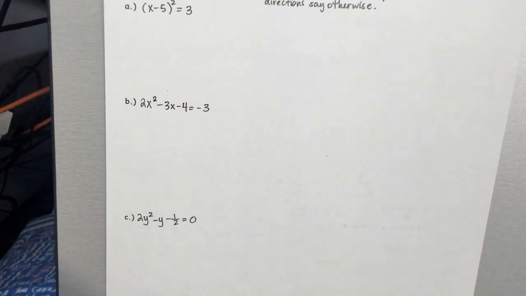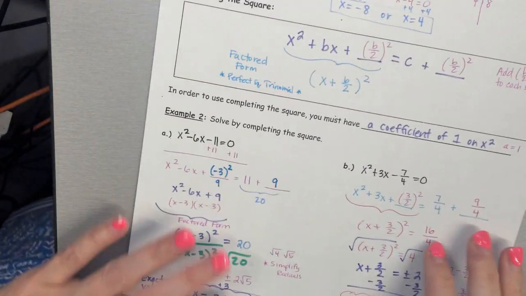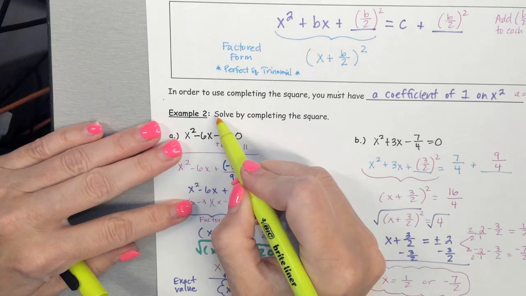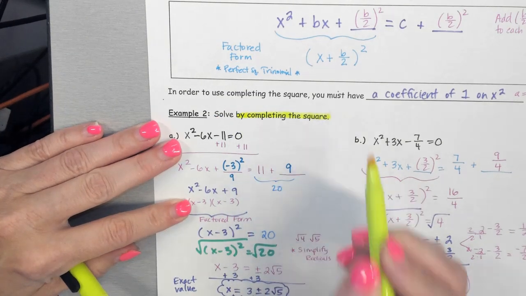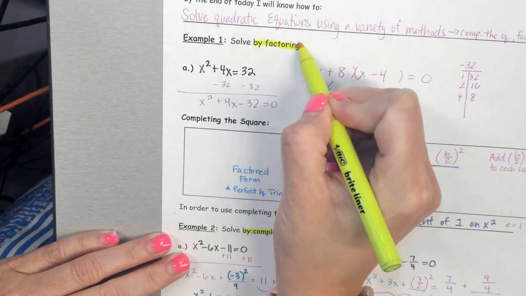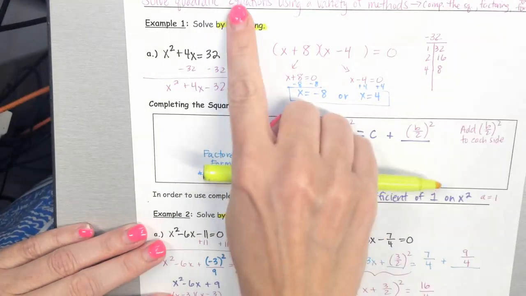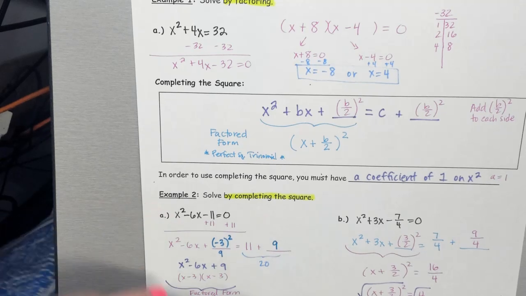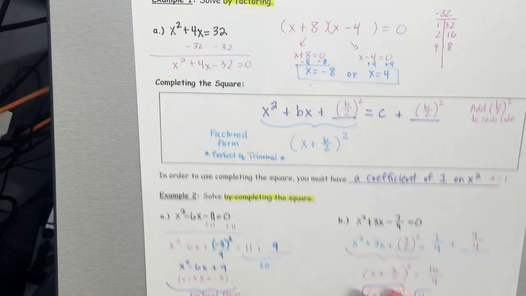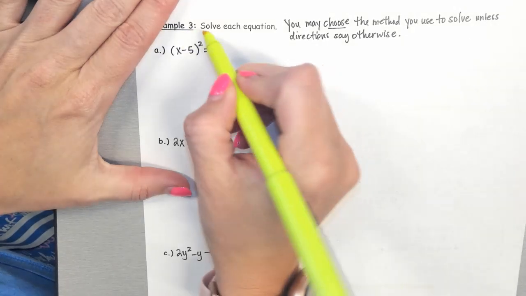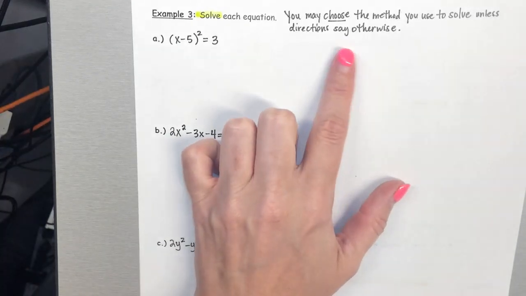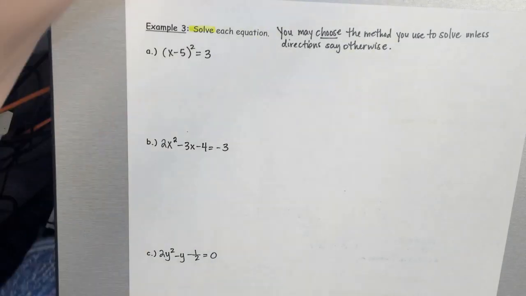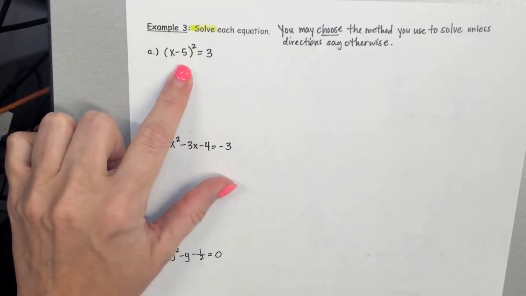All right, so notice that in example 2, and I should have highlighted this for us, it says to solve by completing the square. Okay, example 1 said solve by factoring. So in the directions, if it tells you how to solve, I want you to solve that way for your homework. Okay, this one just says solve. So you can choose how you want to solve unless the directions say otherwise. Okay, so there's multiple ways to do this one.